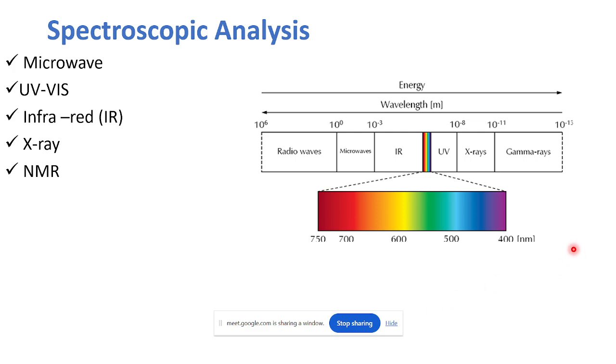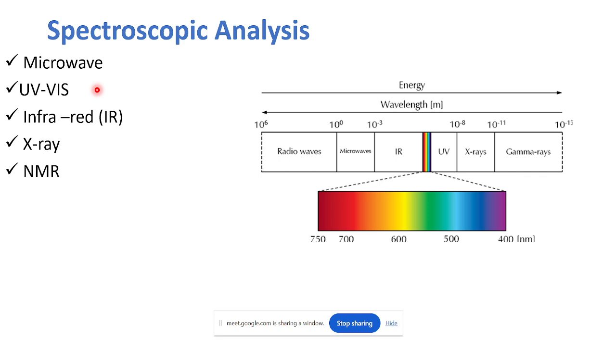Now we know there are different wavelengths of light, from 10 to the power minus 13 nanometer to 10 to the power 6 nanometer. And also we know the higher the wavelength, the lower the energy of the light. This is the visible region, that is 400 nanometer to 750 nanometer. So based on this different light, we can do different spectroscopic analysis.